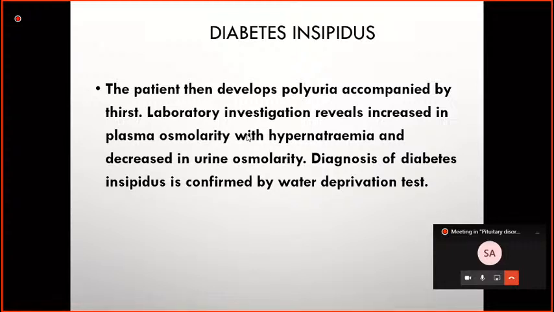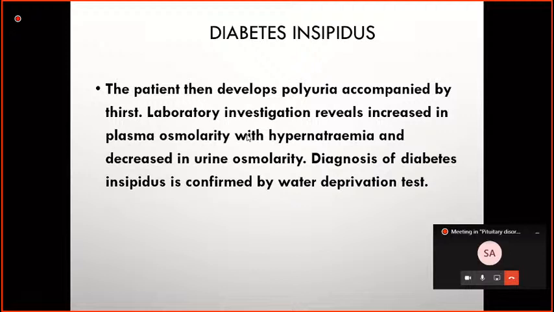Okay, so in this case there is, and vice versa, when there is a dilute plasma for whatever reason, your urine will be dilute as well because you want to remove the water. The intention is to normalize your plasma osmolarity.